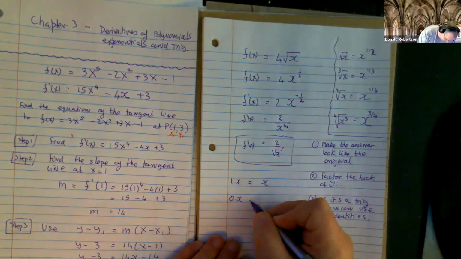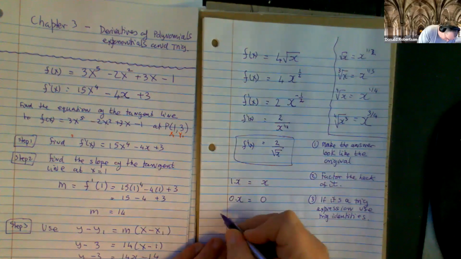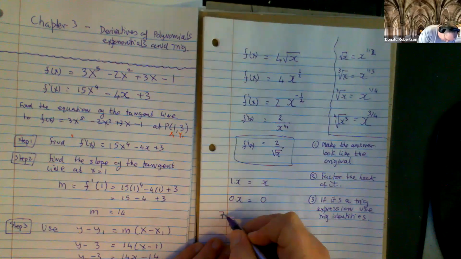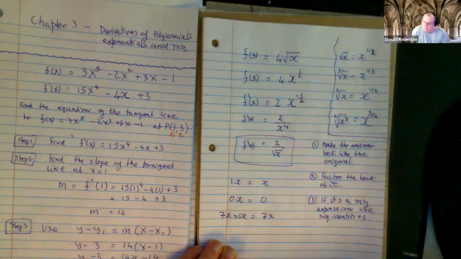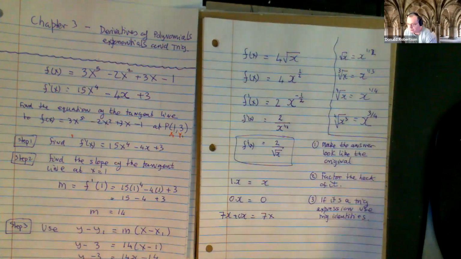If it was 0x, wouldn't you write 0? Except if it was something like 7x plus 0x, wouldn't you just write 7x? Isn't there a rule that you don't write zeros down if you don't need them? Right? That's just to give you an example of some of the rules that we have.